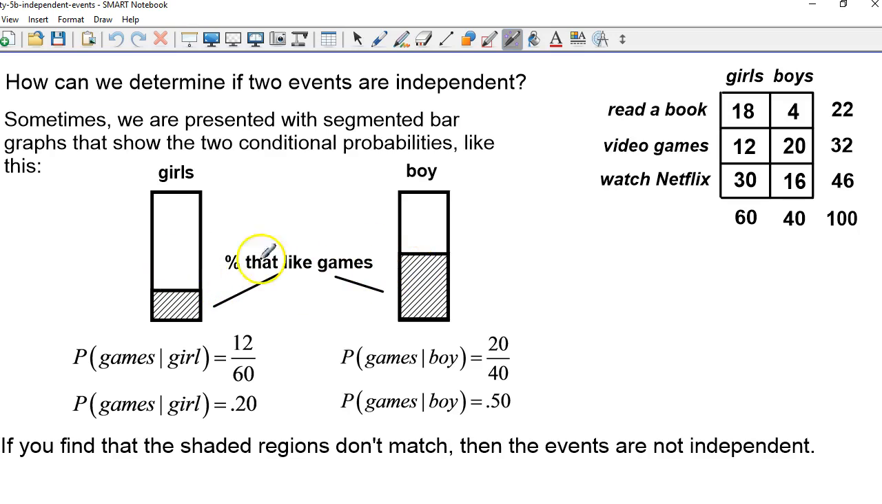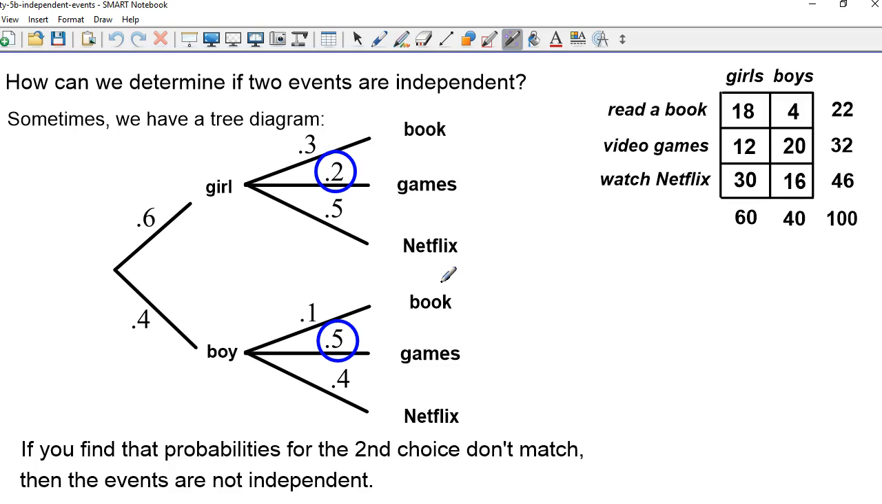So if they visually look like they're not approximately equal, then we would have to say the events are not independent. Okay. Sometimes we have a tree diagram. Let's say we had a tree diagram where we talked about the probability of being a girl and being a boy, and then the probability of liking a book given that you're a girl, games given that you're a girl, or Netflix given that you're a girl, and the same for boys. So you could pick one of these end nodes, like games, and compare the conditional probabilities.